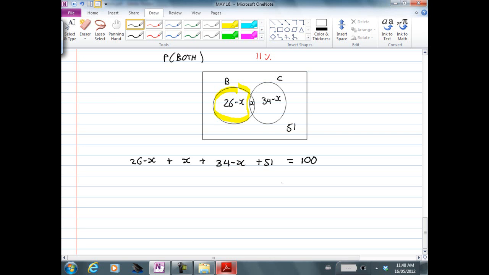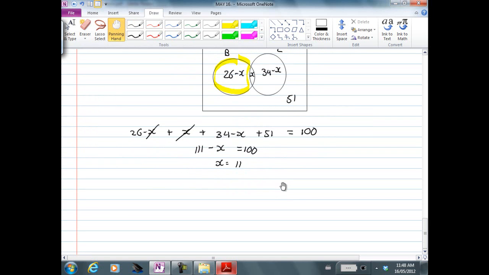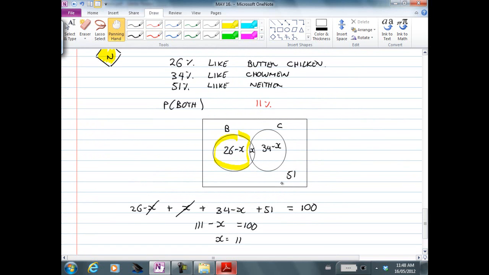Solve for x now. Our goal is to solve for x. See, this x cancels this x out. So you have 26 plus 34 plus 51, that's 111, minus x equals 100. See what I did? I keep it simple. 111 minus x equals 100. Now solve for x. So x equals 11. Once you have x, both of them really is 11%.